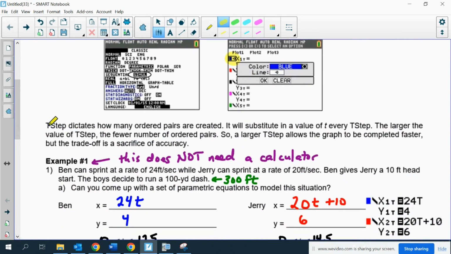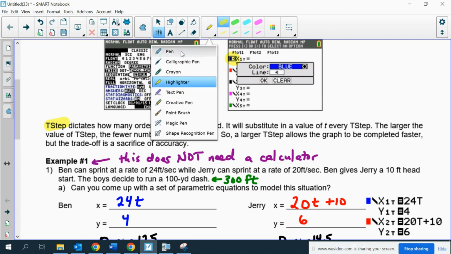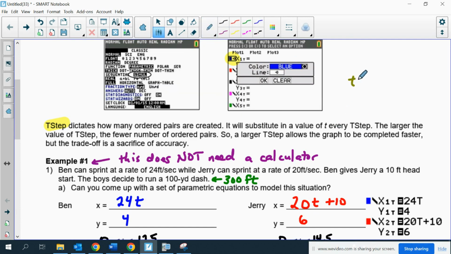T-step is another thing that we need to be aware of. T-step is something that shows up when you go to the window, and that dictates how many ordered pairs are created. It substitutes in a value of t every t-step. So for example, if you're starting at t equals 0, and your t-step is 0.1, that means it's going to start at 0 and then plug in 0.1, 0.2, 0.3, 0.4, 0.5, all the way until your t end, your final t value. So you have a t start, a t end, and a t step.